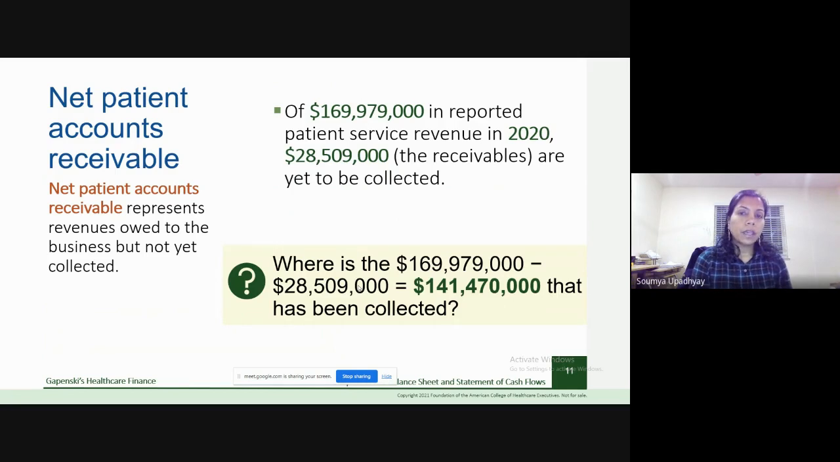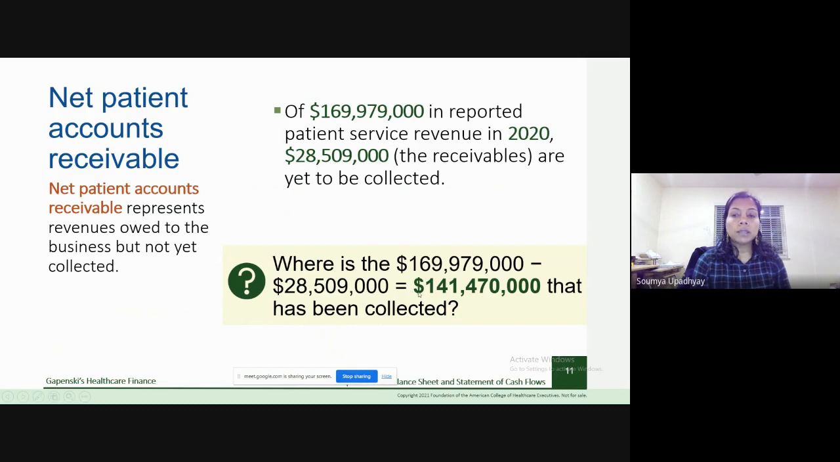You have almost met your obligations of payments. All right. The net patient accounts receivable is the money that is not collected. These are revenues that are owed to the business, but they still have to be received, because you have provided that service and you have not been able to get the money for it. So patient service revenue was reported at approximately $170 million in the income statement that we did last week, and there is a receivable of approximately $28 million.